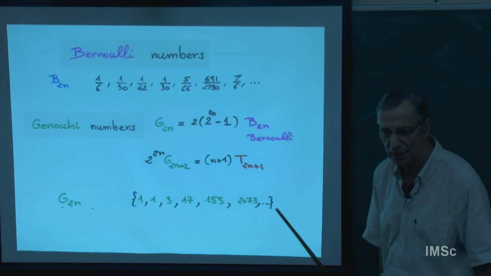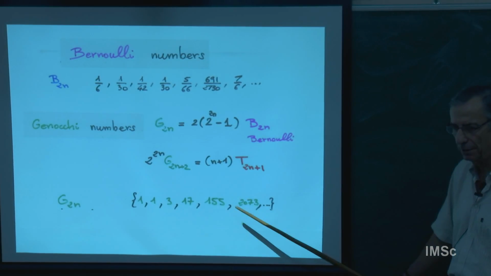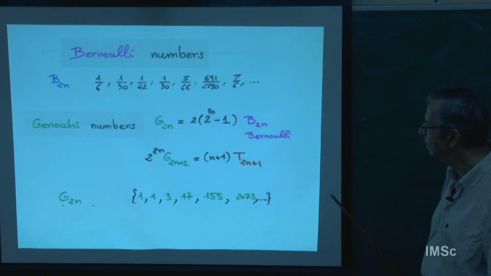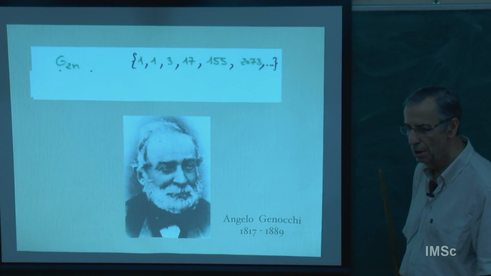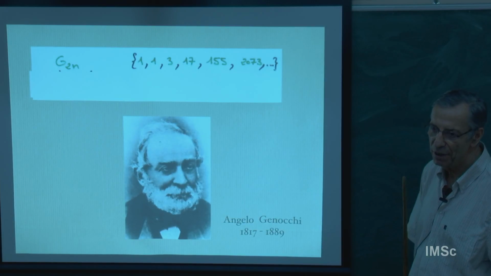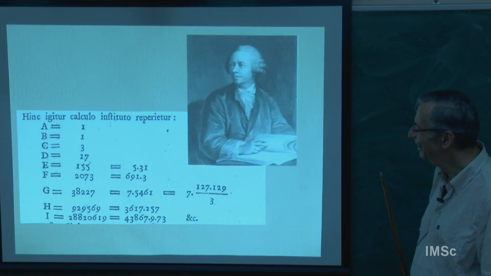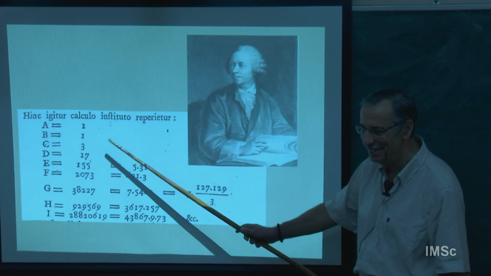So here are the Genocchi numbers: 1, 3, 17, 155. They are all odd numbers. So this is Genocchi. And in fact, again, these Genocchi numbers are in Euler.